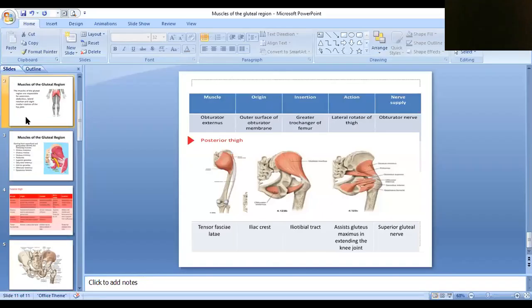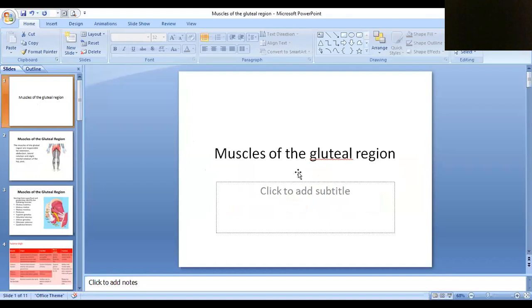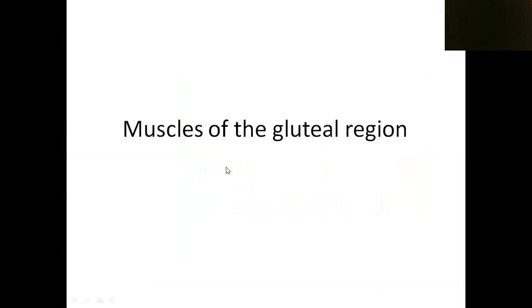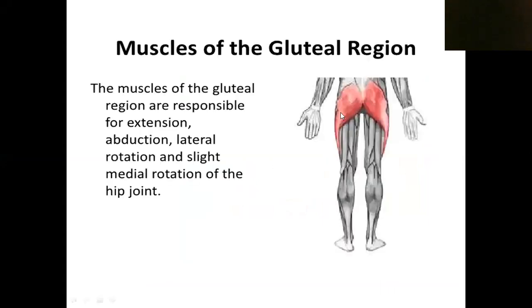So dear students, today we are going to discuss the gluteal muscles, or muscles of the gluteal region. Before going to the muscles, first we should know what the gluteal region is. This area, the posterior aspect of the hip joint, is the gluteal region. The muscles in this area are known as gluteal muscles. Around 10 muscles are seen in this gluteal region.